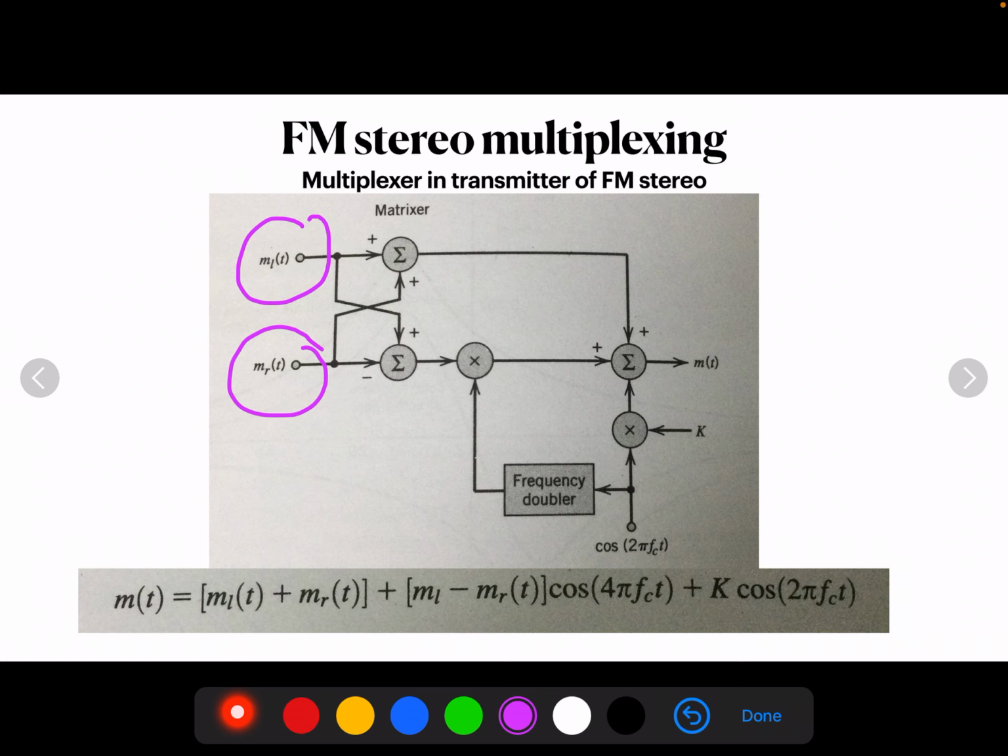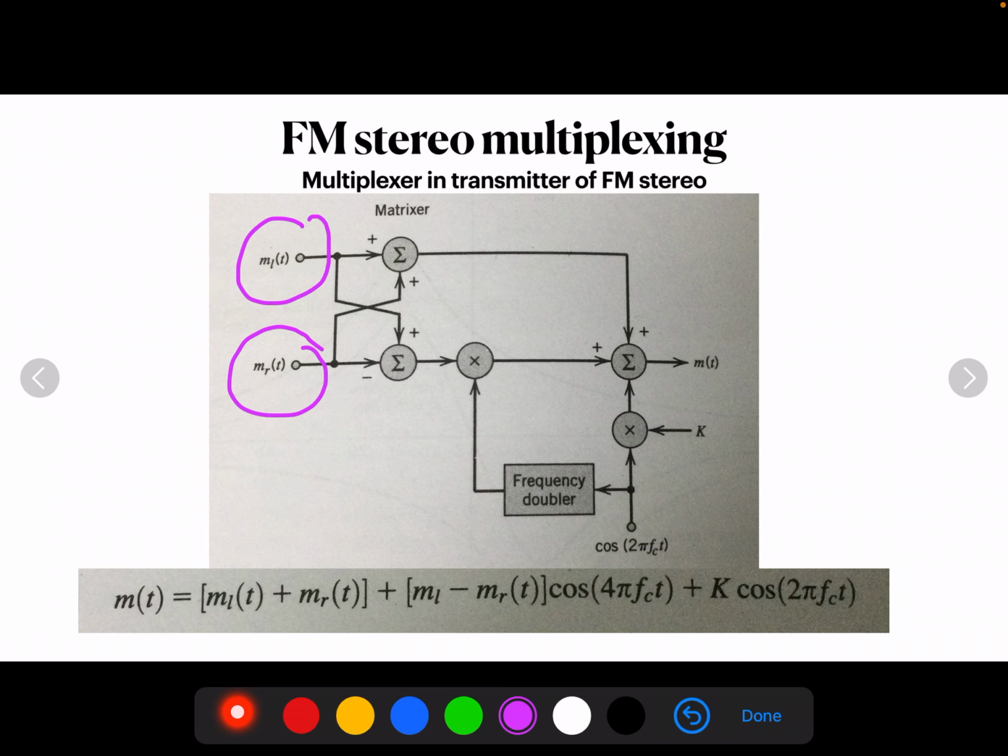The specification of standards for FM transmission is, first, the transmission has to operate within the allocated FM broadcast channels. Within the available channels only it has to fit in. It has to be compatible with the monophonic radio receivers. These are the 2 important things you have to note.